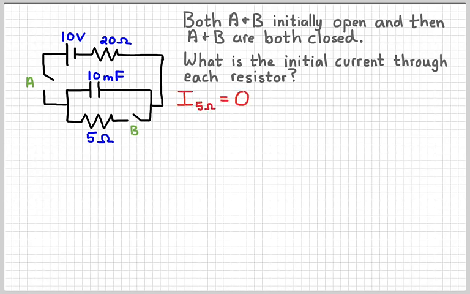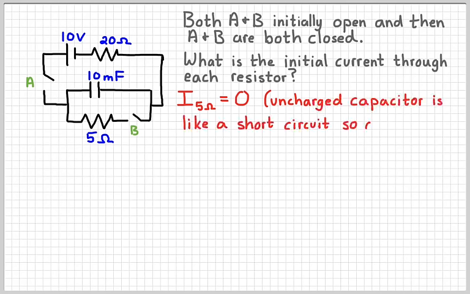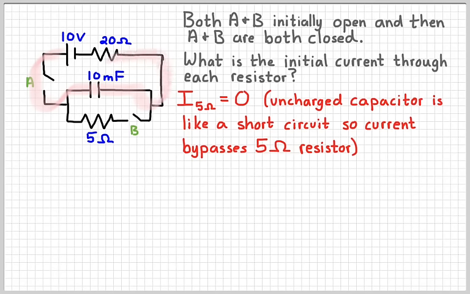So the 5 ohm resistor is still not going to have any current. That uncharged capacitor, again, is like nothing's there but a wire, and so all the current can really easily go through that capacitor. And so it's all going to bypass that 5 ohm resistor. Because the charges will take the path with the least resistance, initially all of those charges are going to go through that path, and none of them go through this path.